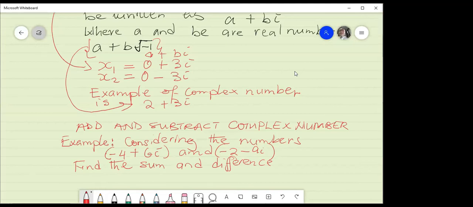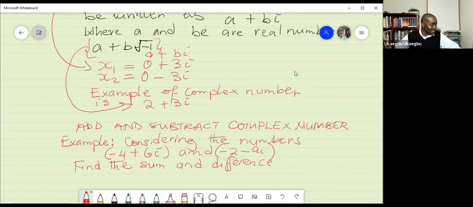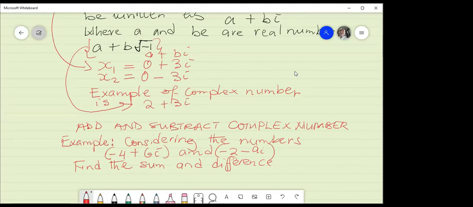Mr. Ukaegbu, is that AI? Is that AI, -2 minus AI? It's not AI, it's 9. I'm sorry. Oh, thank you.